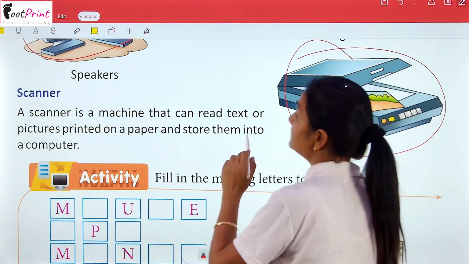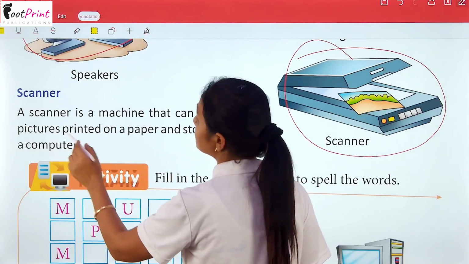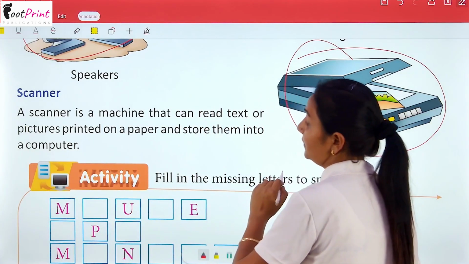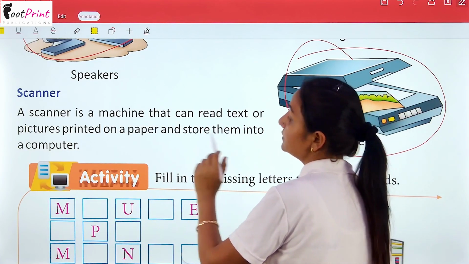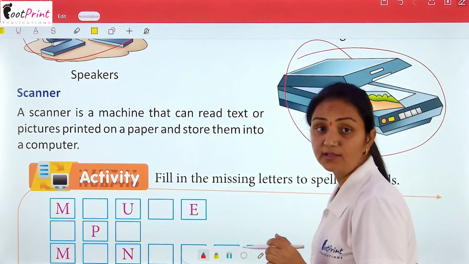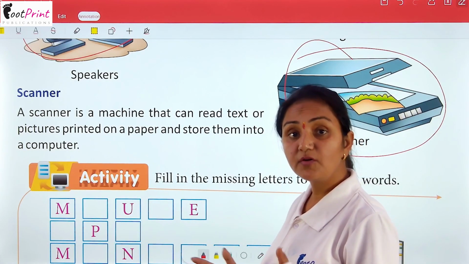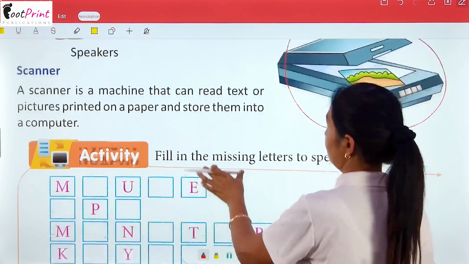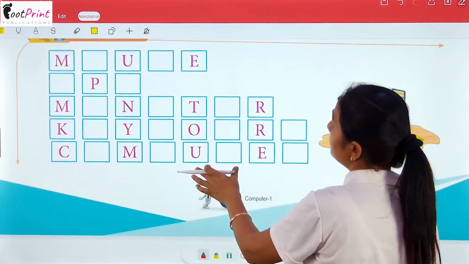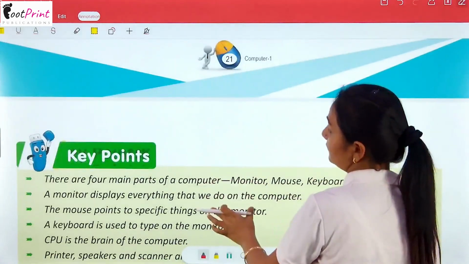A scanner is a machine that can read text or picture printed on a paper and store them into a computer. ठीक है? इस पे हम प्रिंट करके पेपर पे और कंप्यूटर में स्टोर कर सकते हैं. ठीक है? So this is the activity that you have to do.